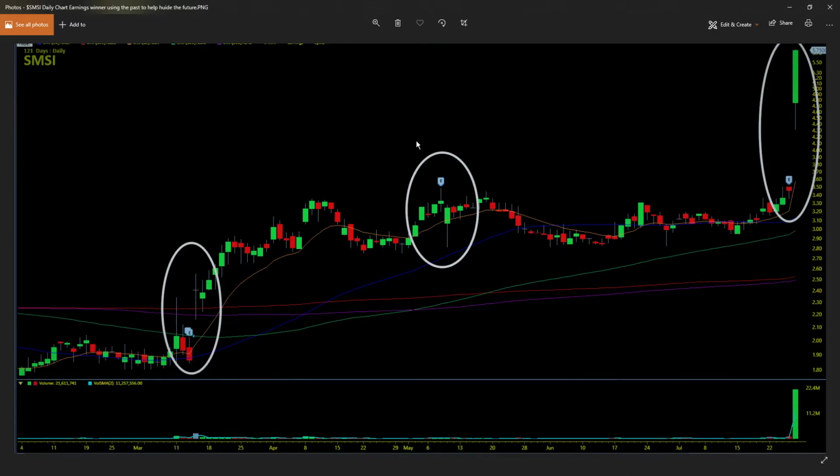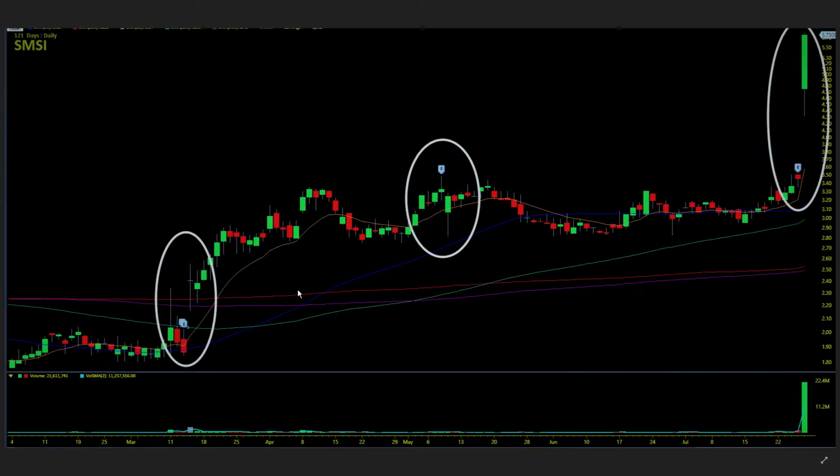But this chart right here, SMSI, I have circles all on them. When looking at the daily chart, you always want to try to see if there's a pattern that always happens. There's a pattern that happens with SMSI. Every single time, the day after it puts earnings out, like right here, you have a morning, this big doji right here.